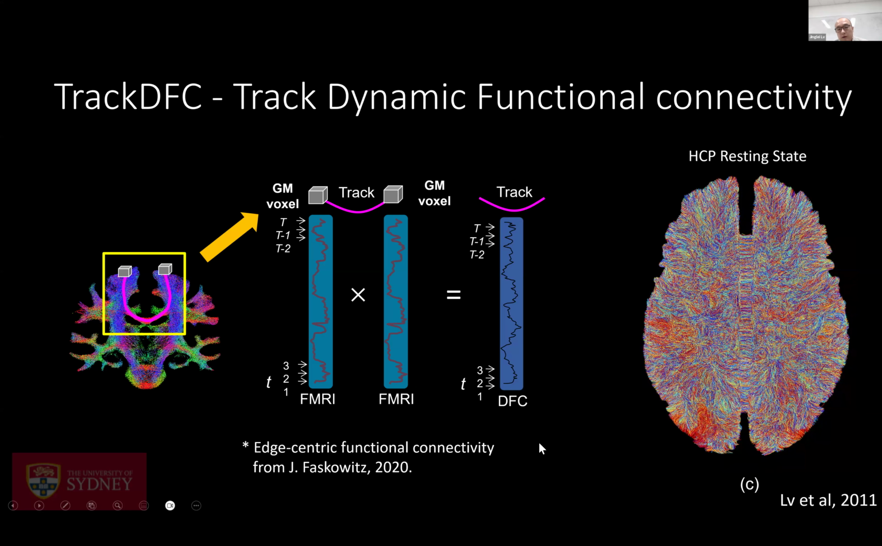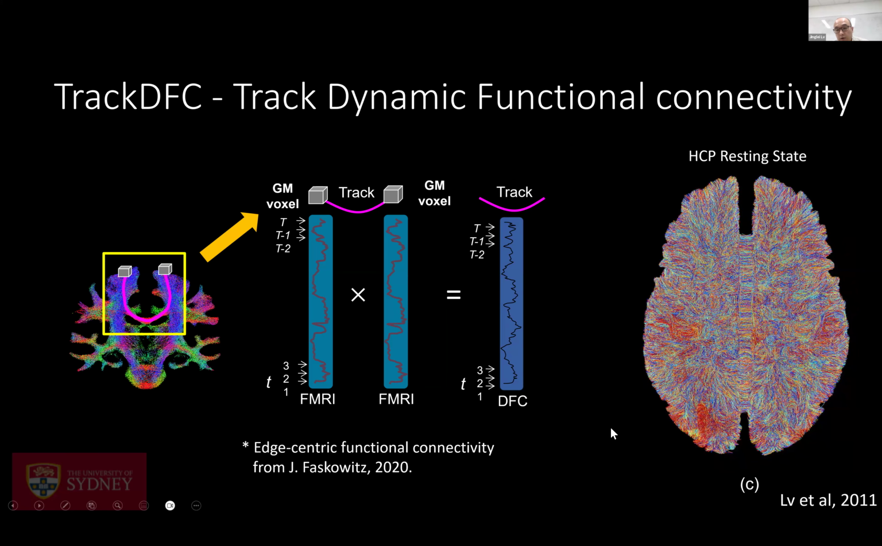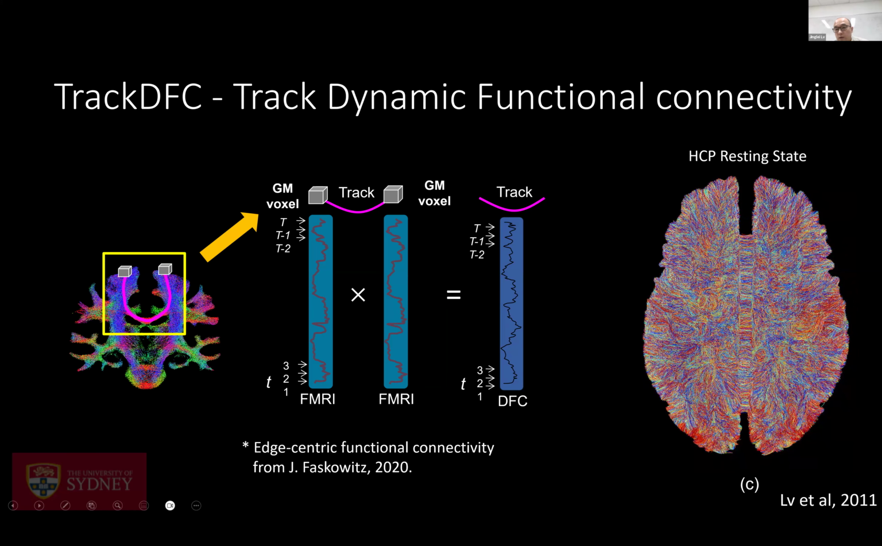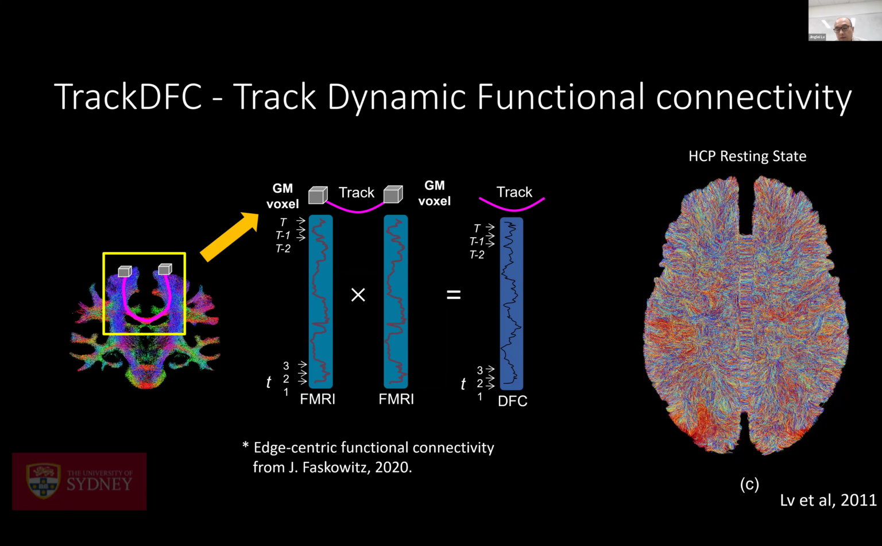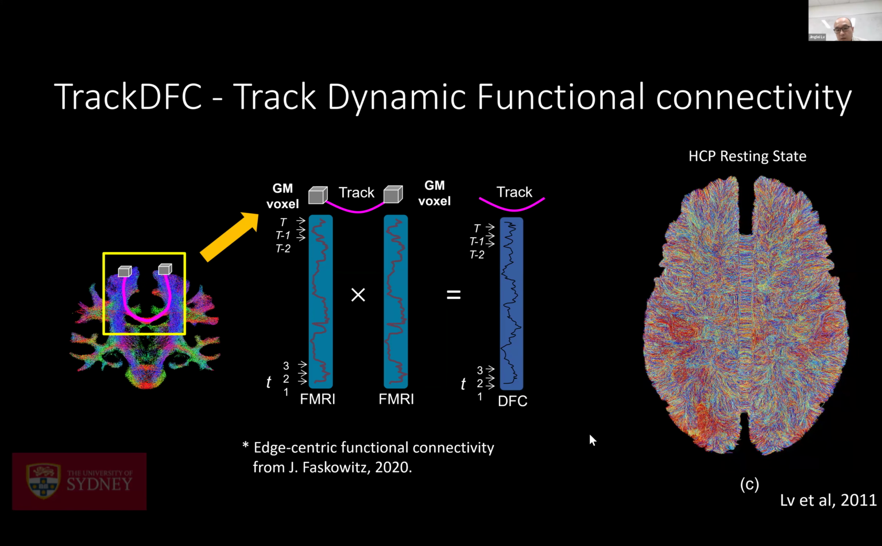So this definition actually borrows the idea of the edge-centric functional connectivity from Faskowitz in 2020. On the right, I'm going to show an example of the Tract-DFC calculated with the HCP resting state fMRI. You can see the rich dynamic patterns there. We can calculate the Tract-DFC for resting state as well.